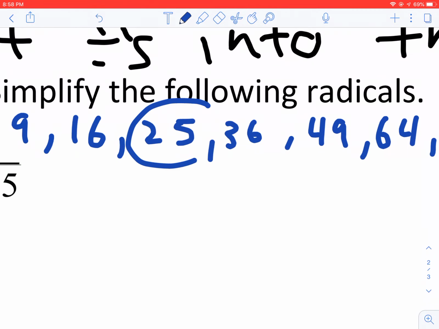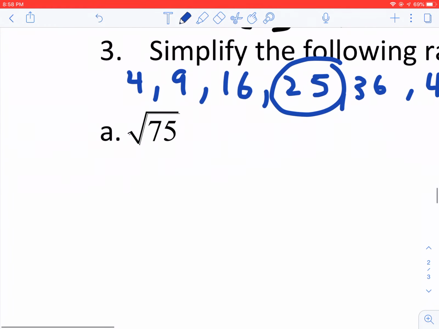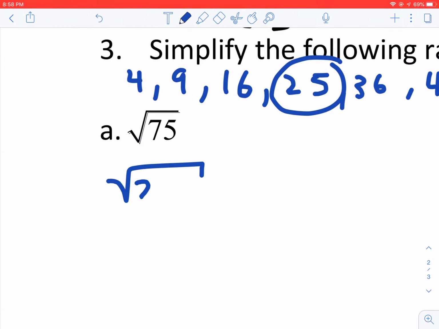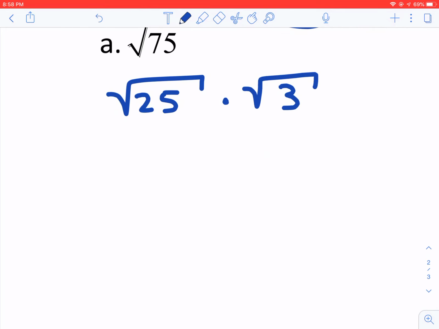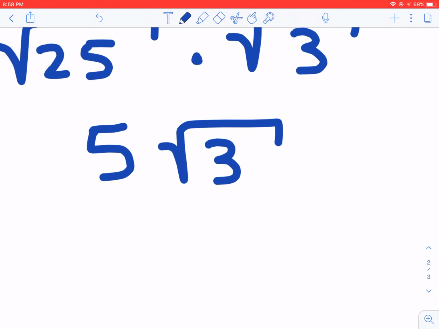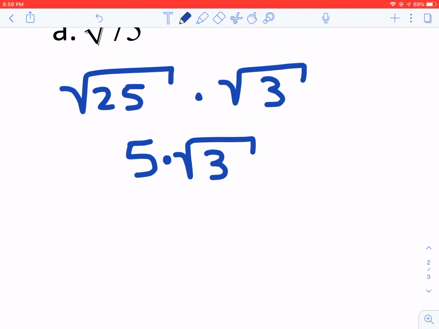Alright, so we break this down into the square root of 25 times the square root of 3. Right, both under square roots. This is a perfect square, so once you take the square root of it, the square root is gone. The square root of 25 is just 5. So simplified, it's 5 radical 3. Right? When two numbers are next to each other like this, it implies multiplication, so you don't need to put the little dot. You can just leave it like 5 radical 3.